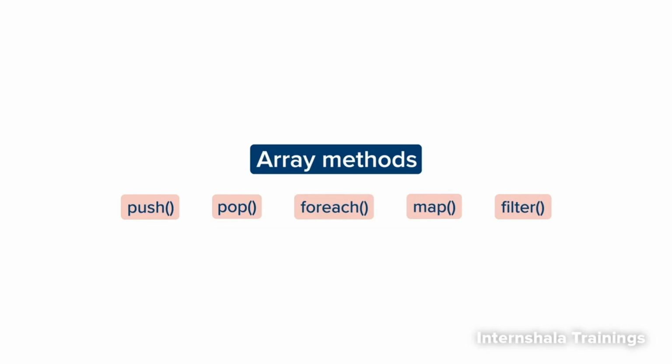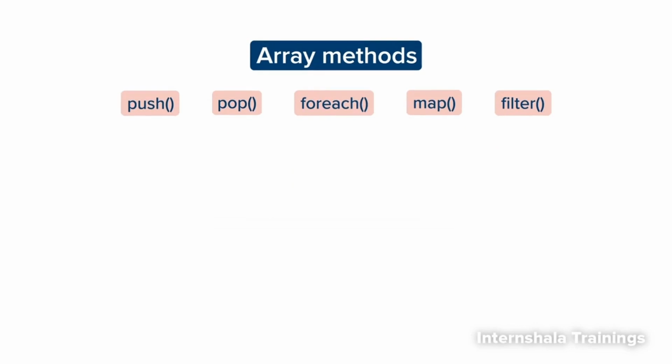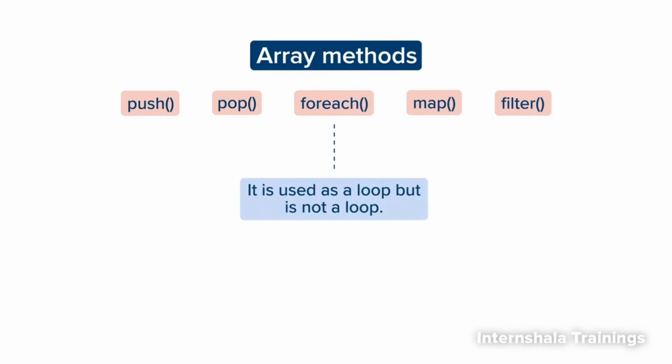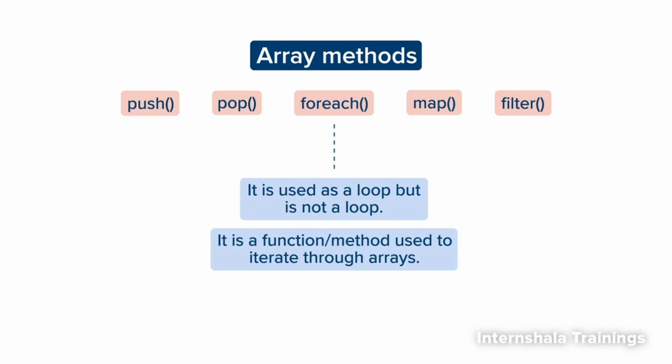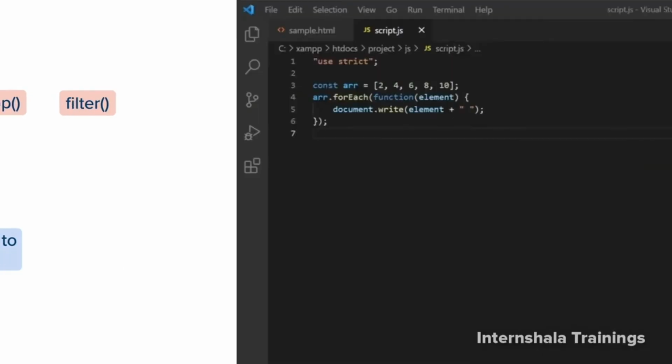Let us discuss them in detail one by one, starting with the forEach loop. If you remember, in topic 3, that is conditional statements and loops of this module, we said forEach is used as a loop, but technically it is not a loop. It is basically a function and is used to iterate through arrays.